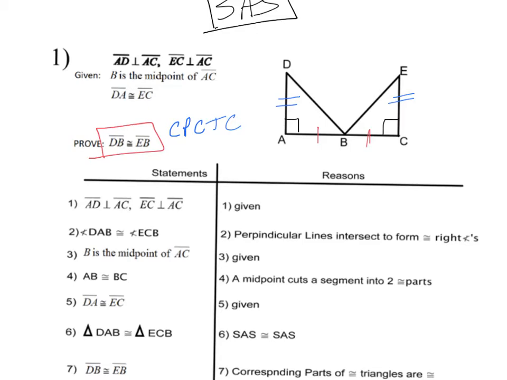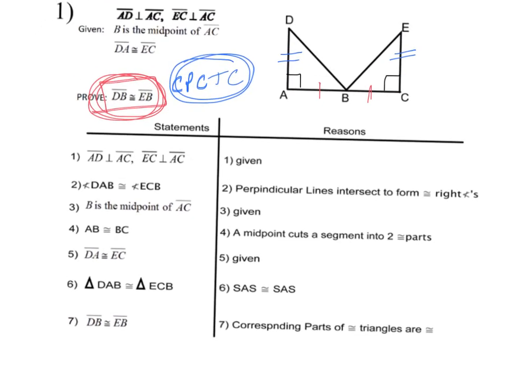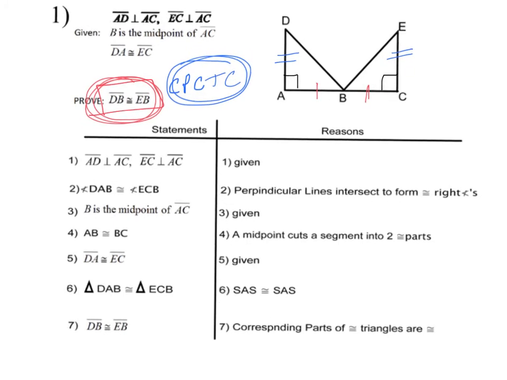And then this second to last step, which is that triangle DAB is congruent to ECB, and we're going to use side angle side. The last step of this proof, which in fact is the most important, is going to have this statement, DB congruent to EB, and the reason is going to be the write-out of CPCTC, and it will look like this. DB is congruent to EB, and corresponding parts of congruent triangles are congruent.